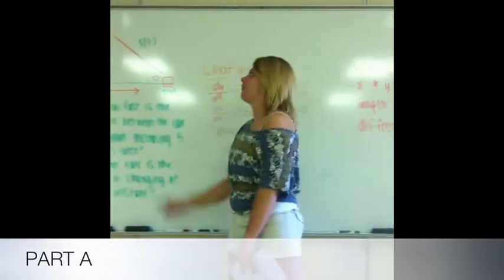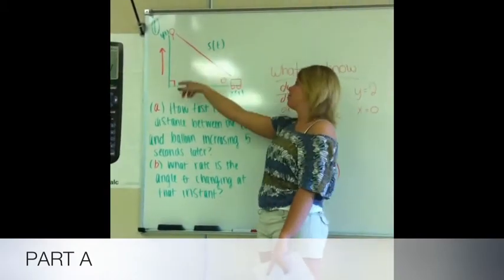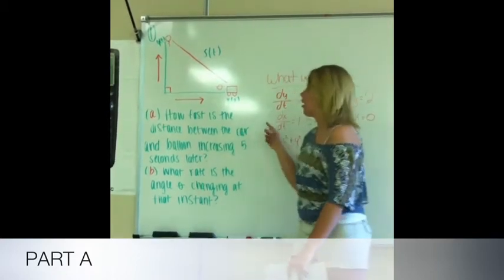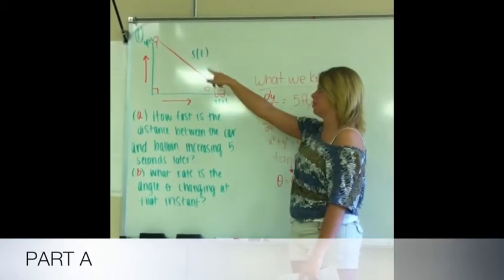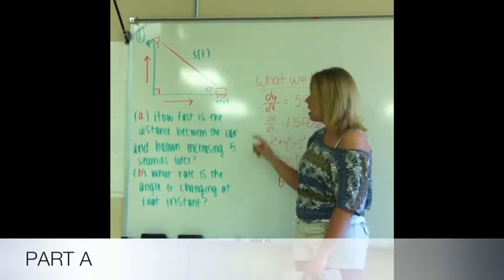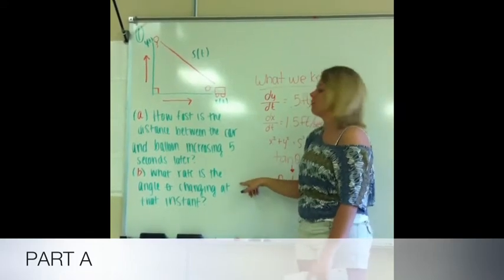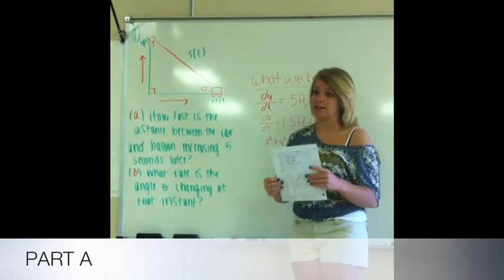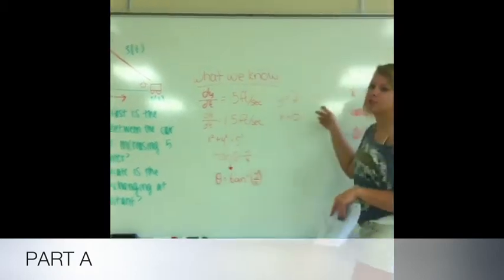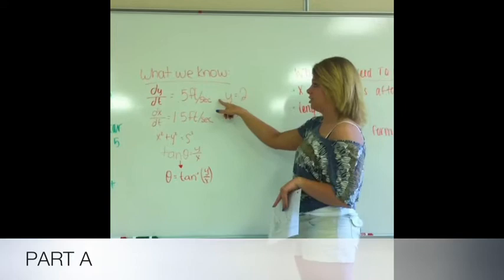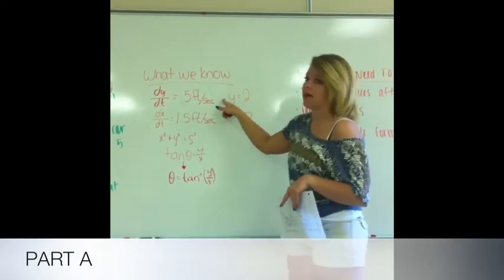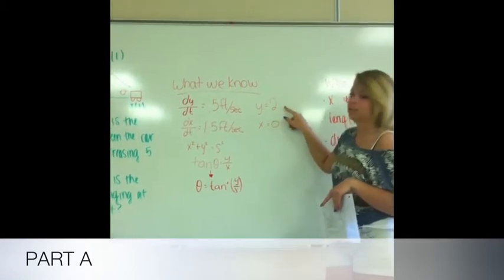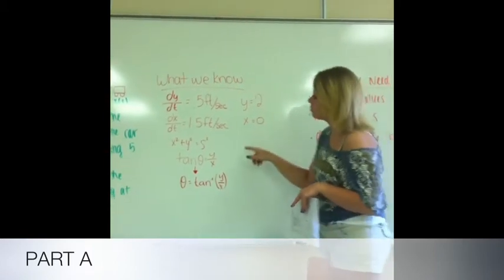Okay, so as you saw before, the helium balloon is moving up and the car is moving across. So the two things that you want to find out are how fast the distance between the balloon and car is increasing 5 seconds later, and what rate the angle, theta, is changing at that instant, so after the 5 seconds. So things that you do know are dy/dt, which is 0.5 feet per second, and that is how fast the balloon is rising. And you know that the balloon originally started 2 feet off of the ground.